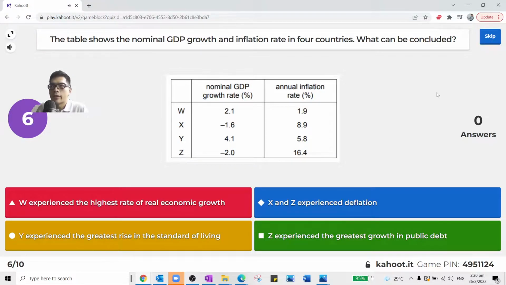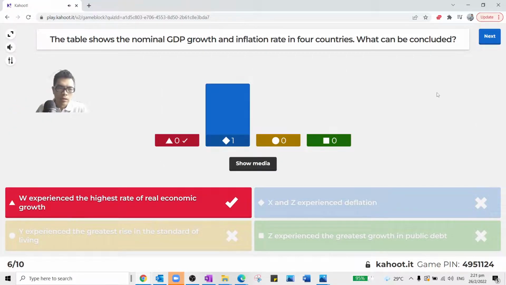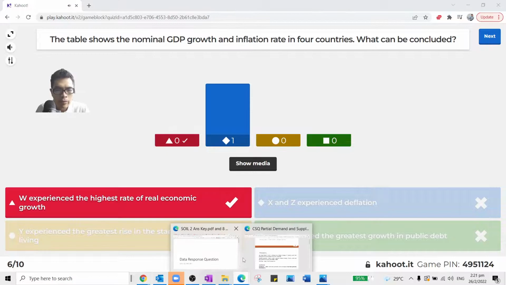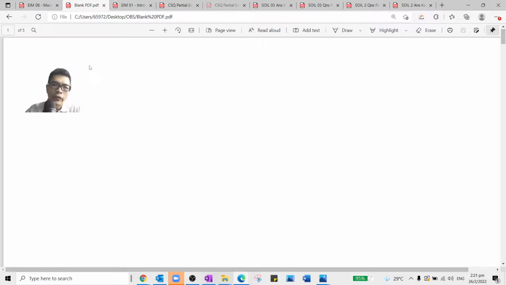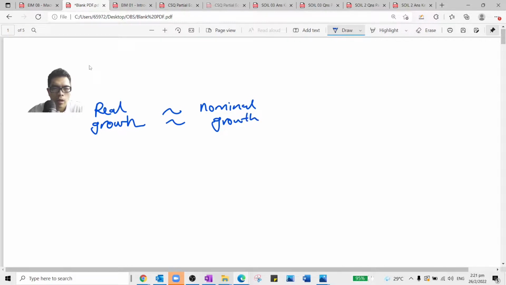But I've covered this concept before. This does not involve a diagram, so I'll quickly show you how to address this. Whenever you are given growth rates, you have to make an estimation. Your real GDP growth is approximately equal to nominal growth subtracting the inflation rate. Inflation rate is your price growth.